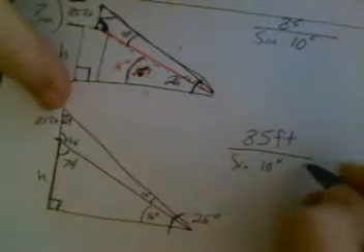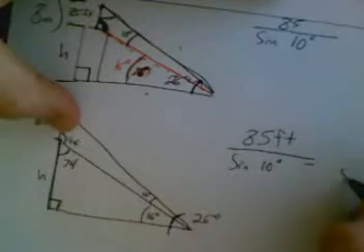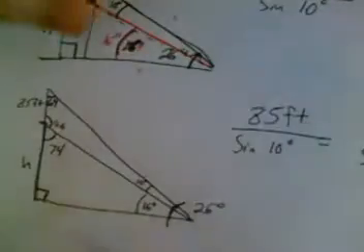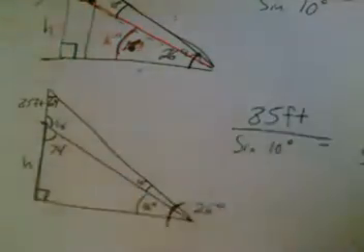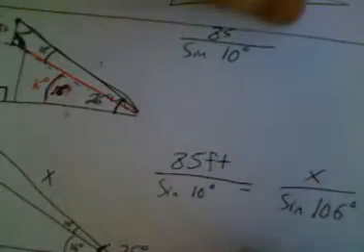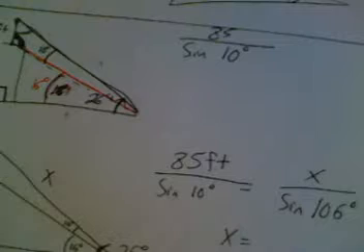Okay. This should be equal to, well, I'm going to have sine of 106 degrees. Again, the angle opposite that side. And I'm going to call this side x. Okay, so x. Let me solve for x. X is going to be equal to, doing some calculator work and some rounding, 85 times the sine of 106 divided by the sine of 10.